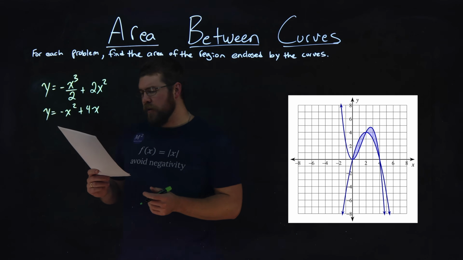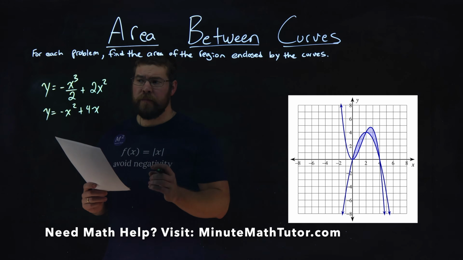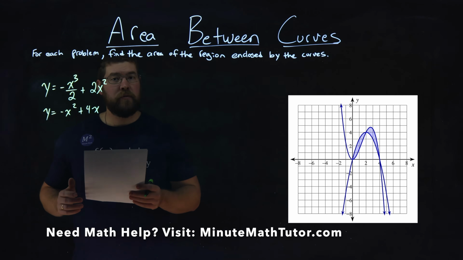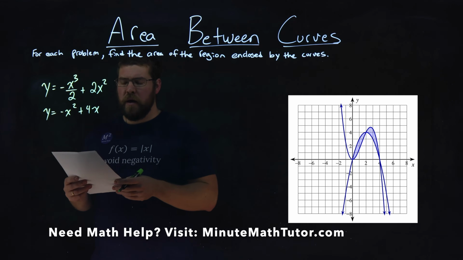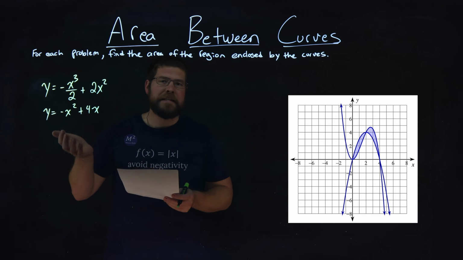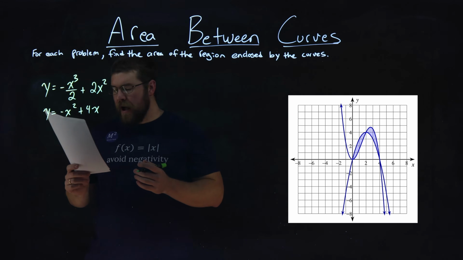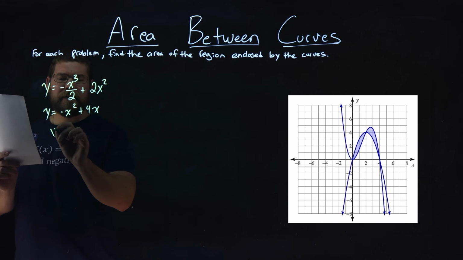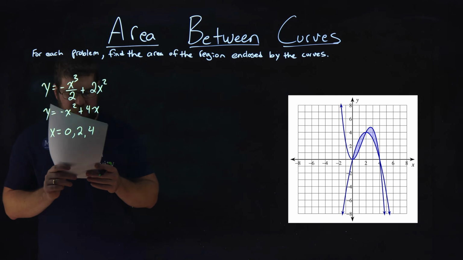We're given this problem right here. y equals -x to the third over 2 plus 2x squared, and y equals -x squared plus 4x. And we want to find the area between the regions enclosed here. Now, one thing that we aren't given is where these equations intersect, and we can see that on our graph here. They intersect at x equals 0, 2, and 4.